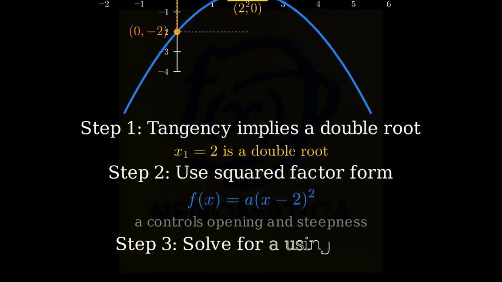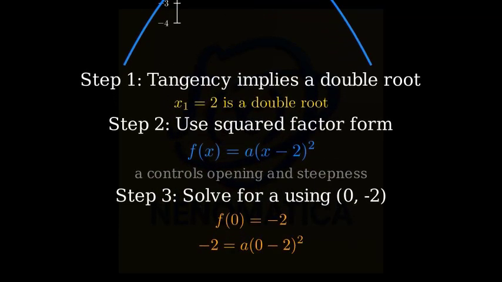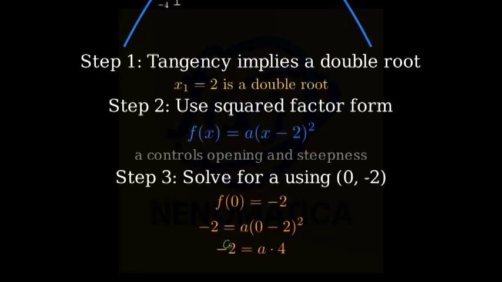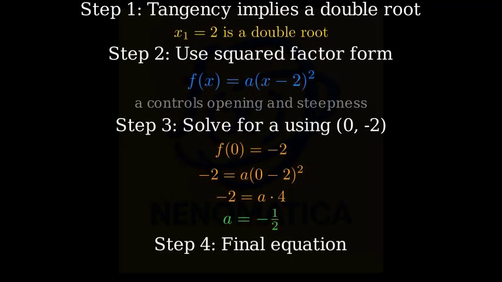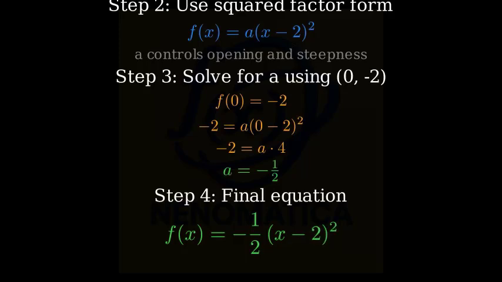Step 3. Use the known point (0, -2) to solve for a. Substituting x equals 0 and f of x equals -2 into a times (x minus 2) squared gives -2 equals a times (-2) squared. That simplifies to -2 equals 4a, so a equals -1/2. Step 4. Write the final function by substituting a equals -1/2 into the factor form. So the function is f of x equals -1/2 times (x minus 2) squared.